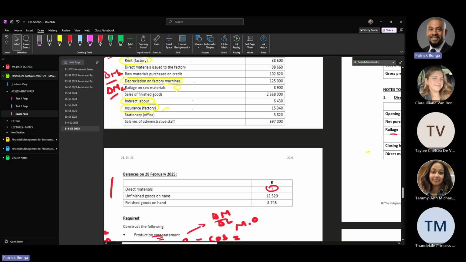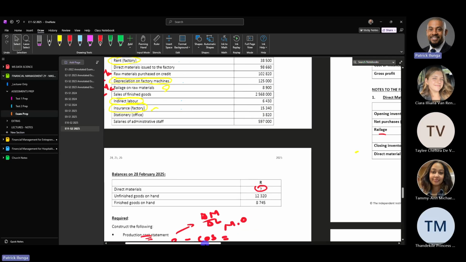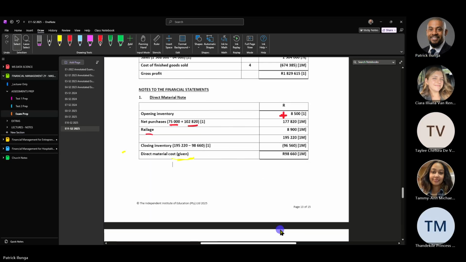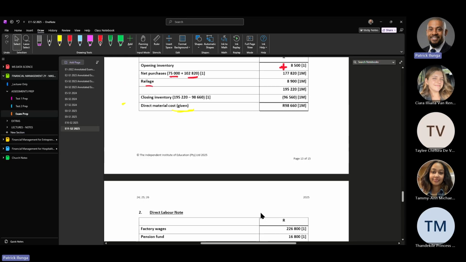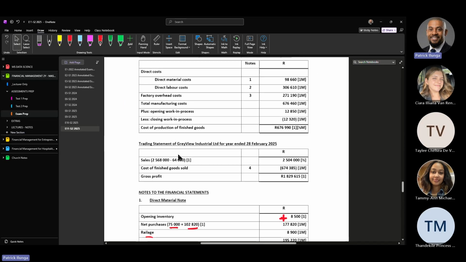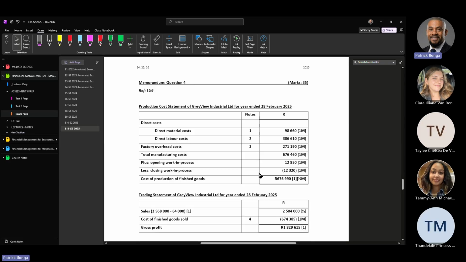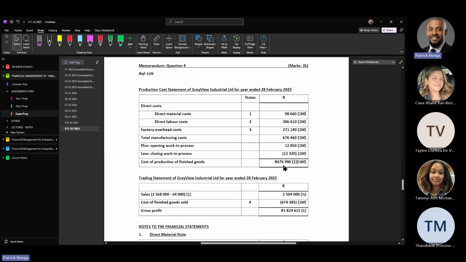Finished good means what? It is finished, meaning it's ready to be sold, right? If you check at the trading balance, you're going to look at this amount here. So this is the cost of production of finished goods. We have put it on the table. We have tallied everything. At the end of everything, this is the cost of finished goods.